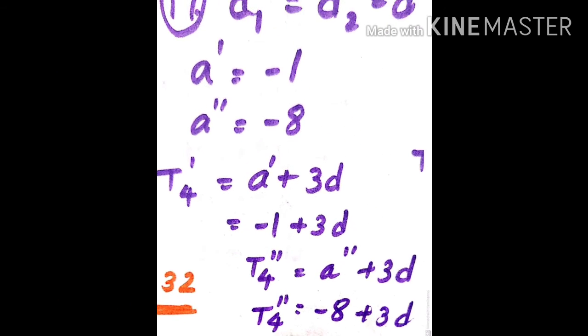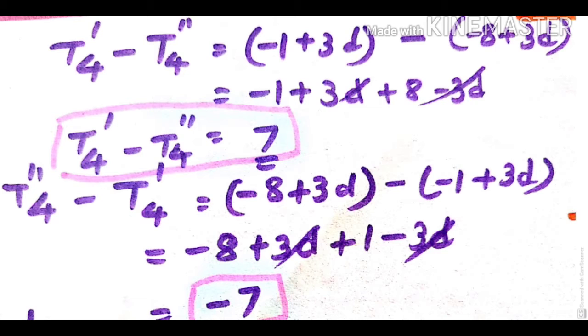Now it is given that you have to find the difference of these two terms. So I have taken the difference T4 dash minus T4 double dash. Students, it is not given which AP we have to write first and take the difference of the other, so we have to find it both ways. First I have taken the first AP's fourth term minus the second AP's fourth term. Substituting the values, -1 plus 3D minus (-8 plus 3D), and by opening the bracket the 3D cancels and 8 minus 1, the difference, gives 7 in the first case.